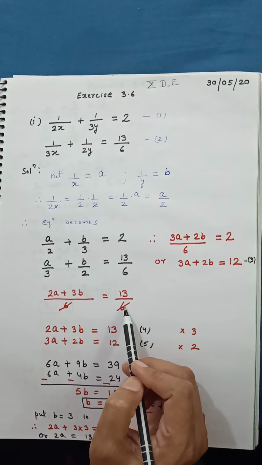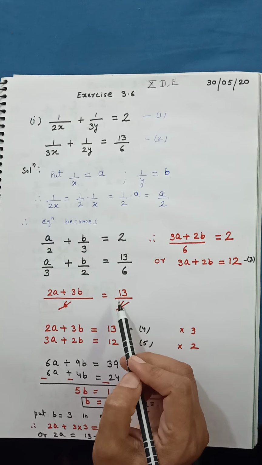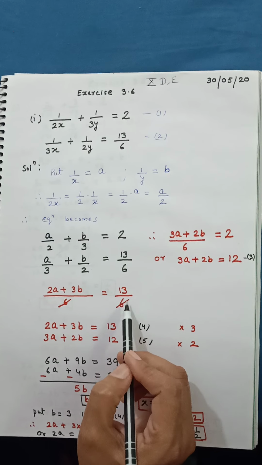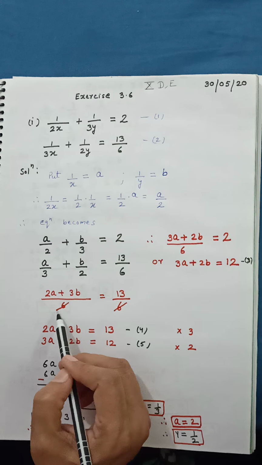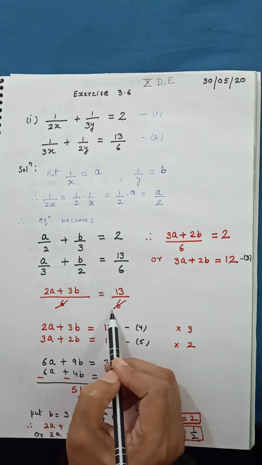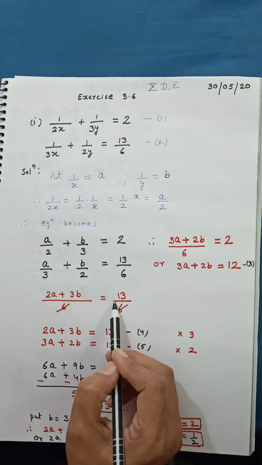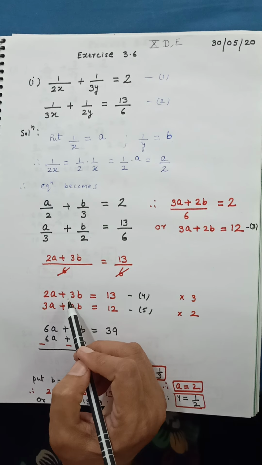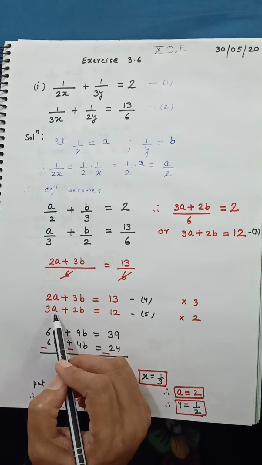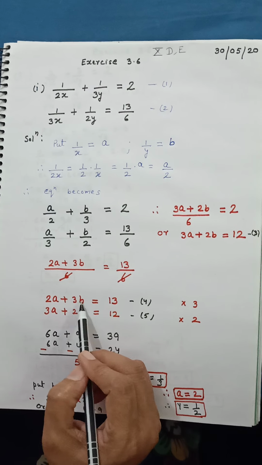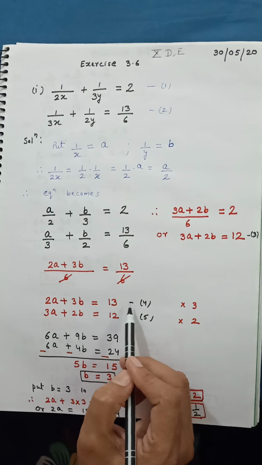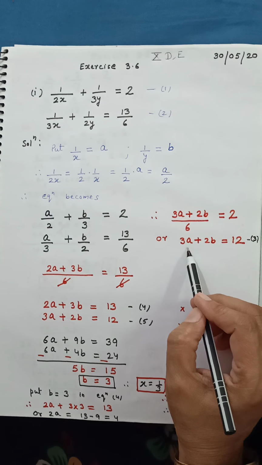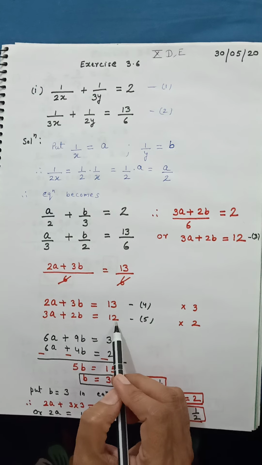Now class, I will not suggest you to cross multiply it. Reason, this is whole upon 6 here, whole upon 6 here. Just cancel it at this place only, because if you cross multiply it and then solve it, calculation becomes difficult. So cancel here. We get the next equation as 2a plus 3b is equal to 13. Name it as equation number 4. What was equation number 3? 3a plus 2b is equal to 12.